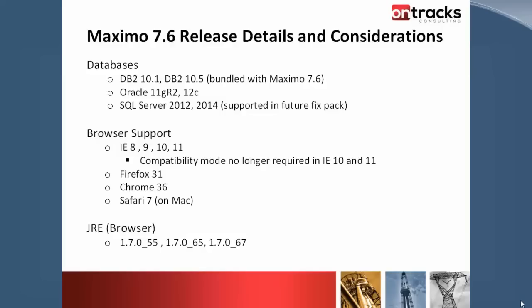IE 8, 9, 10, and 11 are supported, and one of the nice things is that when you're using IE 10 and 11, you had to use compatibility mode. This is no longer required. All right. Firefox 31. One of the new features with Maximo 7.6 is the new support for Chrome. So Chrome 36 is a supported browser. And then lastly, if you're running on a Mac operating system, Safari 7 is supported.